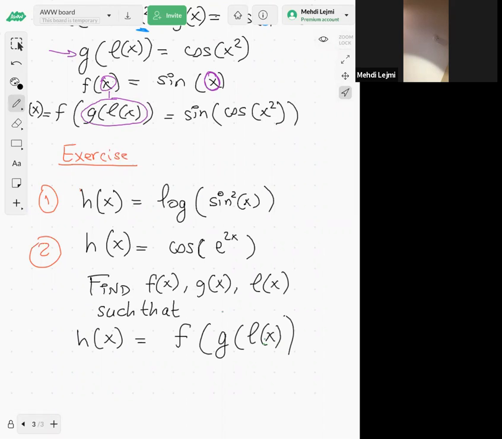All right. So here what I'm saying, guys, is that my h is a composition of 3 functions, f, g, and L. And so we have to find those functions, f, g, and L, right? So I'm going to give you, let's say, 5-10 minutes to think about this exercise. Please let me know if you need any help, any question, please let me know, all right?